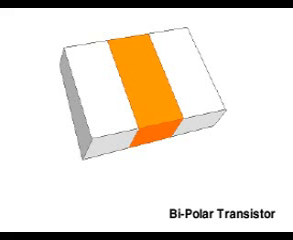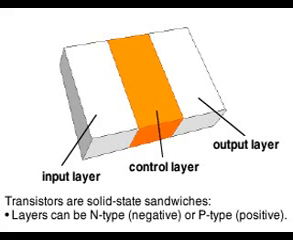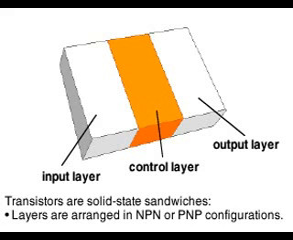Typical is the bipolar, which has three layers: an input layer, a control layer, and an output layer. The layers are either N-type material, which conducts negative charges, or P-type material, which conducts positive charges. The layers are arranged like a sandwich in an NPN or PNP configuration.